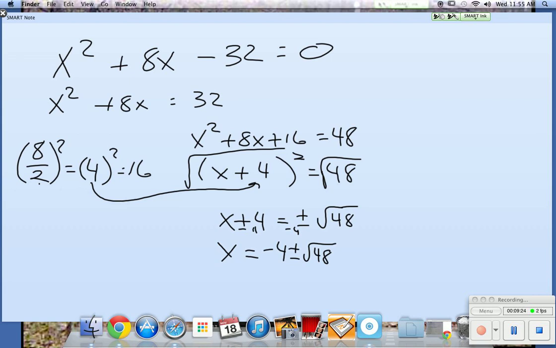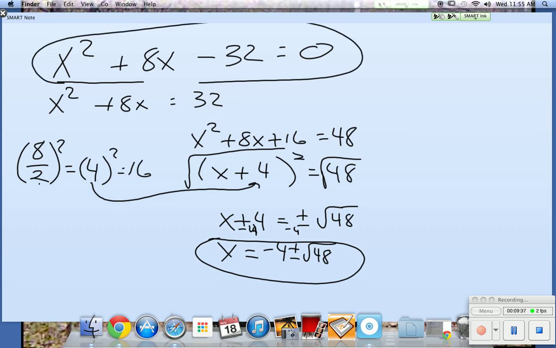All right? I subtracted 4 from both sides. So this would be my answer. That is the answer, is the factor of this right here. You see what I did, Reese? That's called completing the square. Let's do one more.